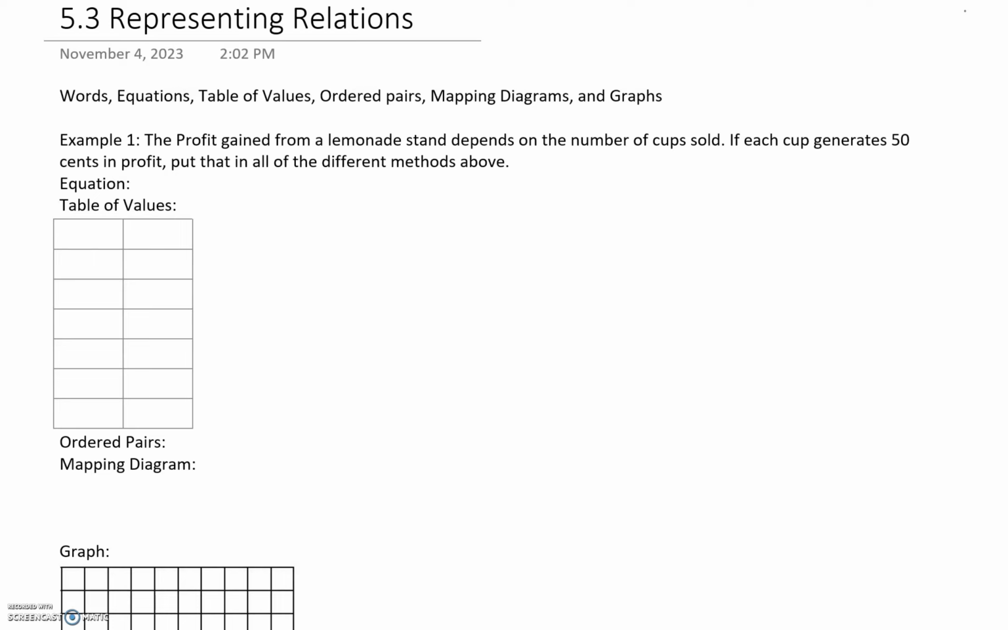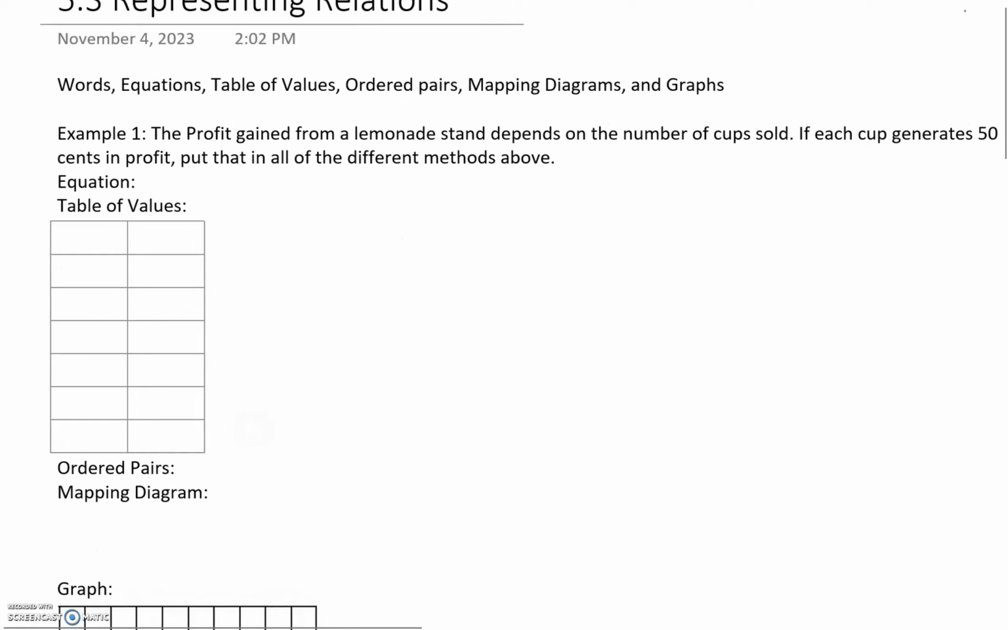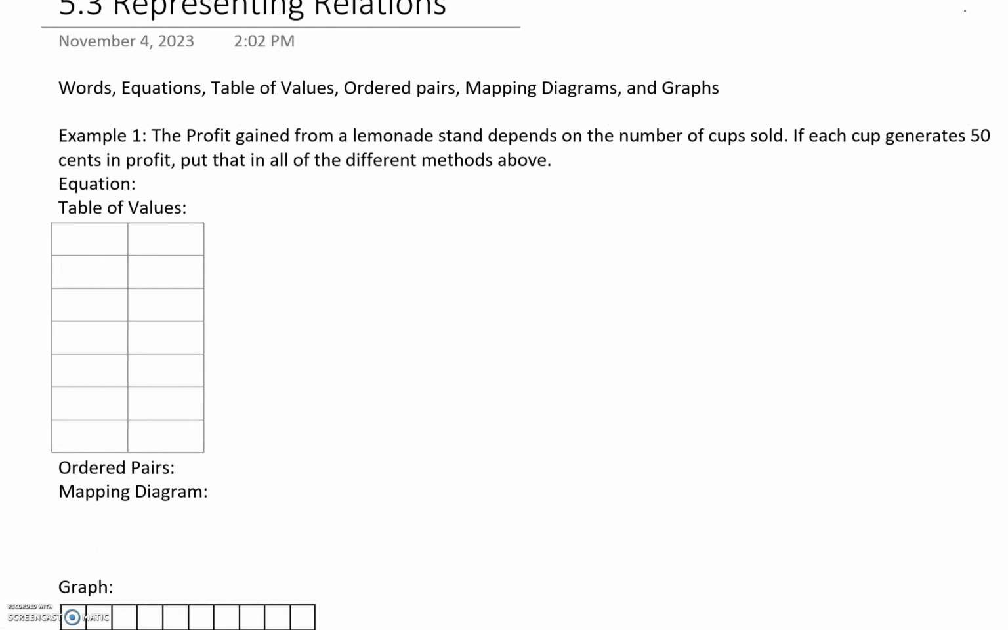Okay, so I find it easiest to do a table of values first. You can do this differently, but I think if we look at the number of cups, that would be our manipulated variable, our independent variable, or our x values. And if we look at the amount of profit, that would be our responding variable or the dependent variable. It depends on the number of cups.